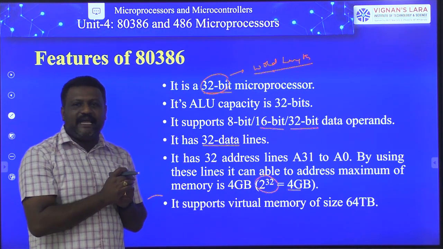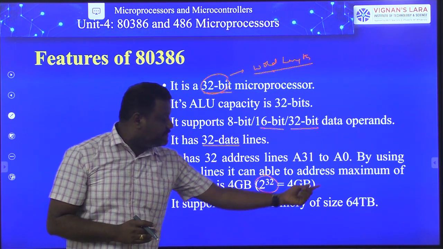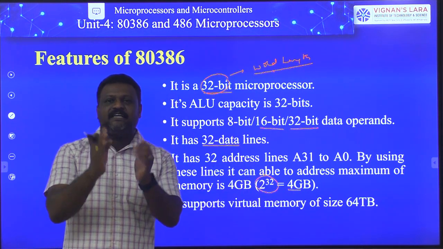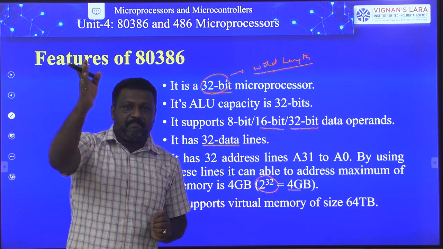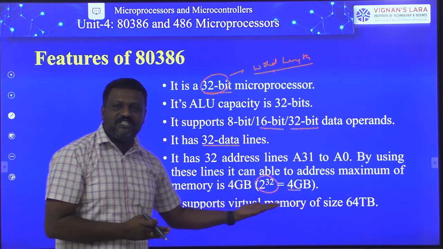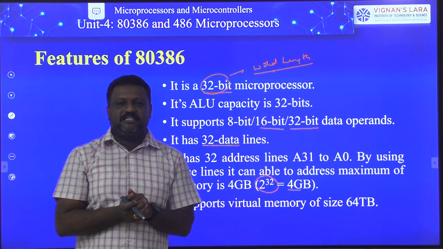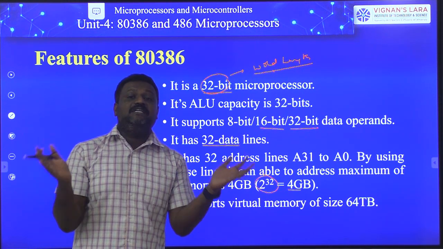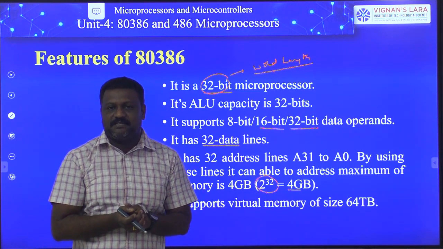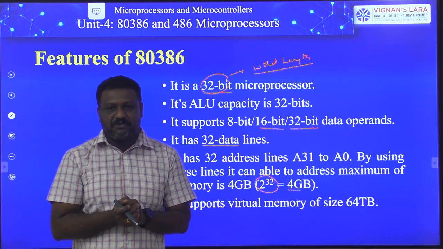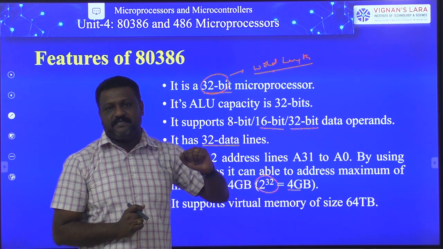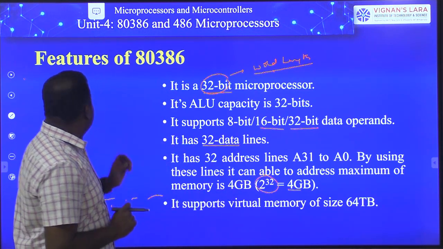But coming to the 80386, it supports a virtual memory of size 64 TB. Can you imagine, guys? This processor was designed in the year 1985. Even at that time, the processor knew the utilization of the virtual memory concept. This virtual memory concept is what we use in our systems nowadays. The utilization of your hard disk in your system is one form of virtual memory we use in our systems. So the 80386 processor supports a virtual memory of size 64 terabytes. So that's another interesting thing about this.